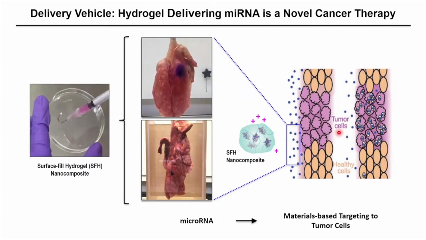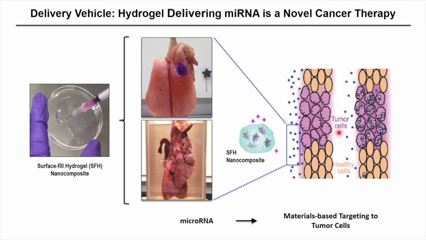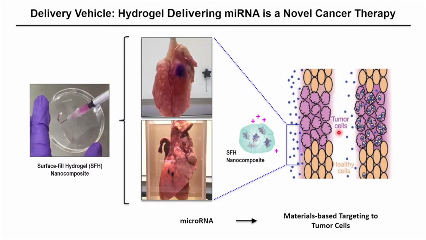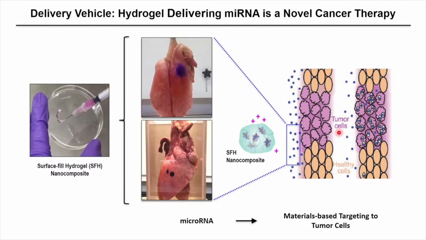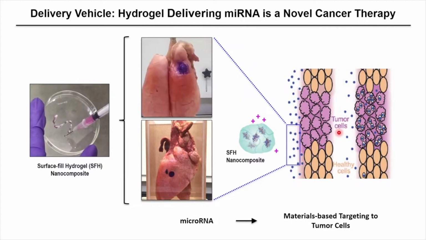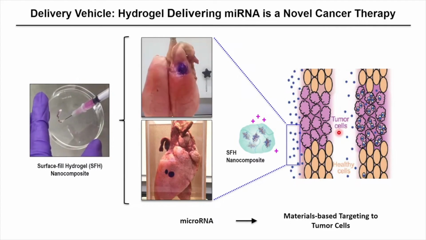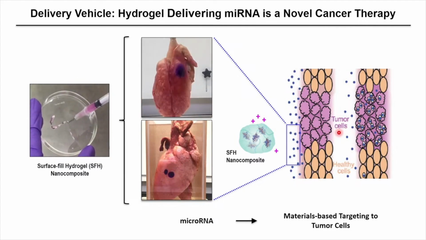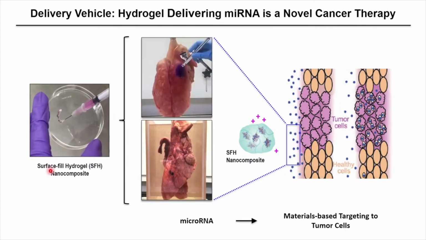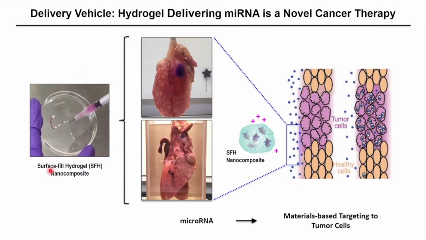A lot of this work has not reached human testing or trials yet. All of it is in animal studies, but it's really exciting technology where the delivery agent carriers are engineered and designed to zone in specifically on cancer cells only. And here I'm going to show an example of a gel called a surface fill hydrogel.